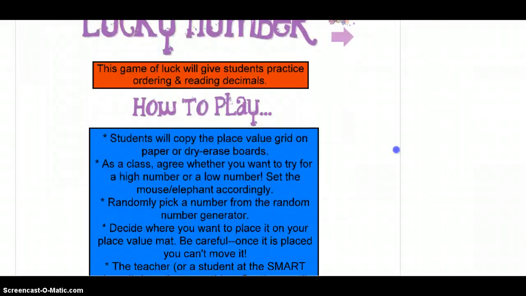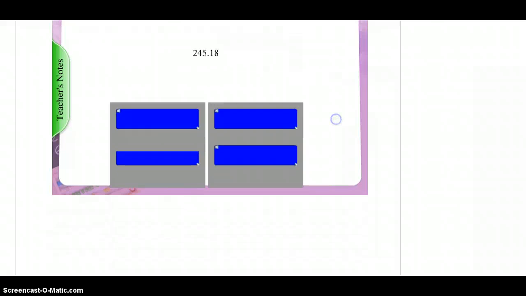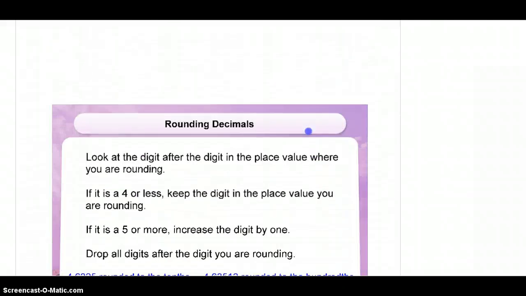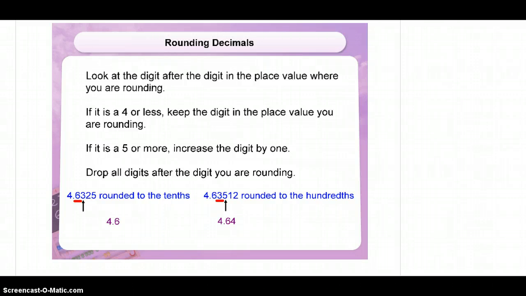We are going to skip past some of the activities that are classroom activities and move down to rounding. So when you round a decimal, or any number really, you always look at the number that comes after the digit that you're rounding to, and then you decide if the number should be rounded up to the next number or if it should stay the same. So for example, in this first number, 4 and 6,325 ten-thousandths, or 4.6325, you're being asked to round to the tenths.